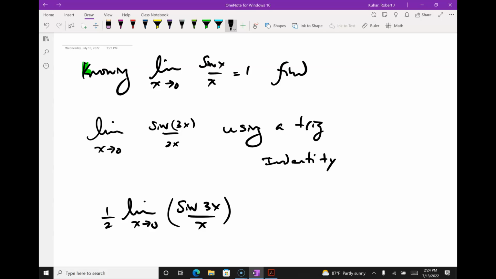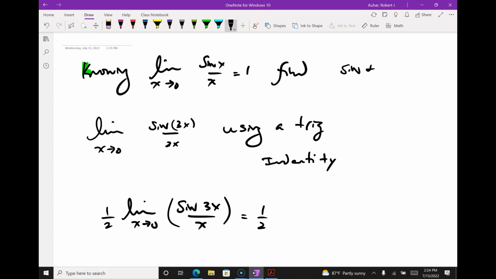Do you agree? The coefficients can move in or out of a limit, no problem. Just think about multiplying a function by a constant, it's just going to change the height of the function. But I need an identity for sine 3x. And the one I want is what?